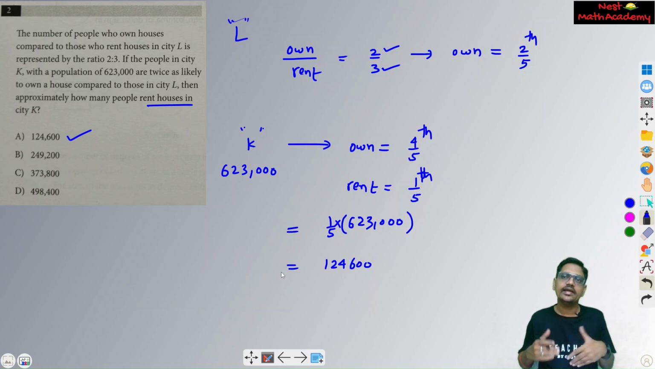Now in city K, double of that. 4/5 of the people own the houses. So therefore 1/5 are renting. That's what they asked for. How many people are renting the house? 1/5 of the total population of city K, which is 1/5 of 623,000, which is 124,600. Okay.